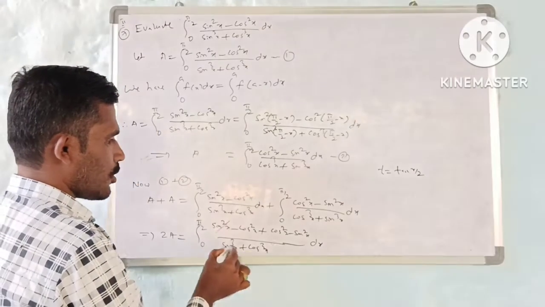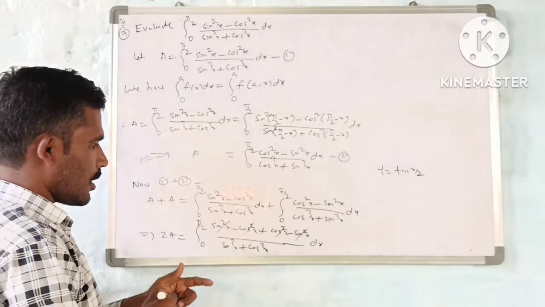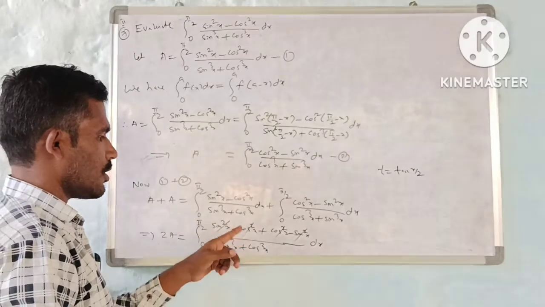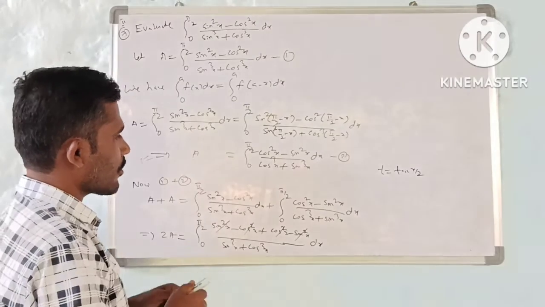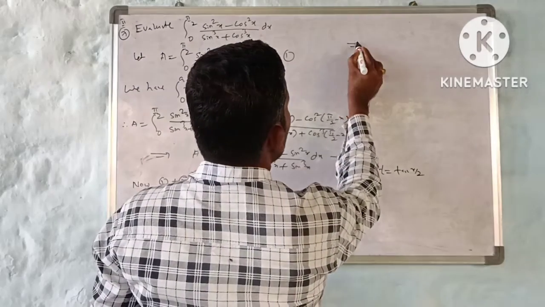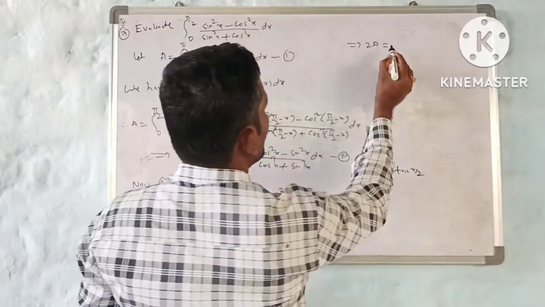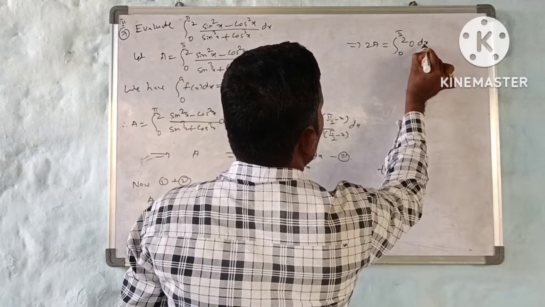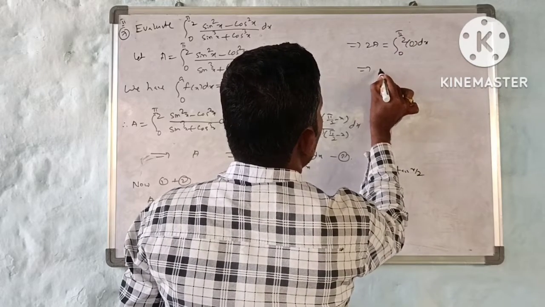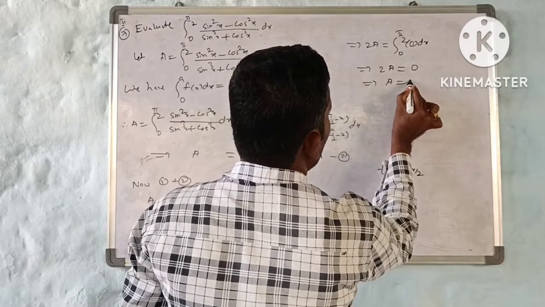So sin square x with positive and negative, cos square x with positive and negative. The remaining numerator is 0, nothing is left. So 0 by something is 0. Then 2a is equal to 0 by something, 0. Then integral from 0 to pi by 2 of 0, integration of 0 is totally 0 only. So then a is nothing but 0 here.